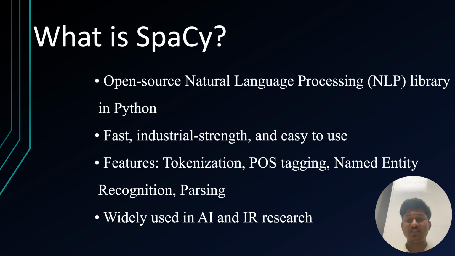SpaCy is known for its speed and accuracy. It's optimized for production level applications rather than just research experiments. Many companies and researchers use it to build intelligent text systems, search engines, and data mining tools. It provides pre-trained language models that can understand context, which is crucial for IR tasks. In short, SpaCy provides the foundation for building applications that can not only retrieve data but also interpret meaning from the text.